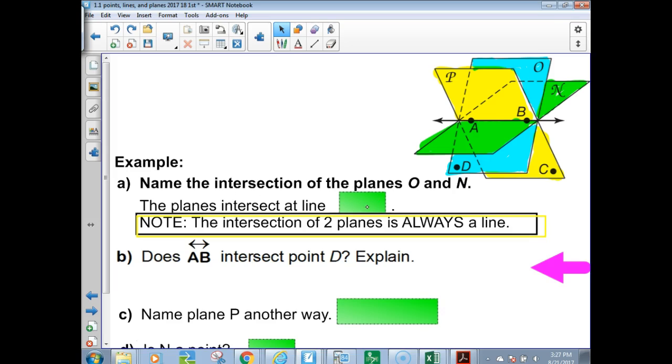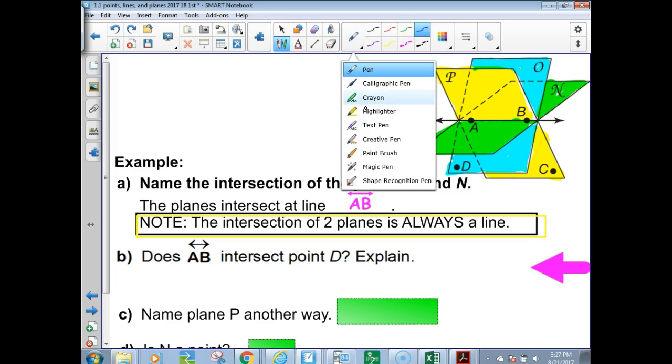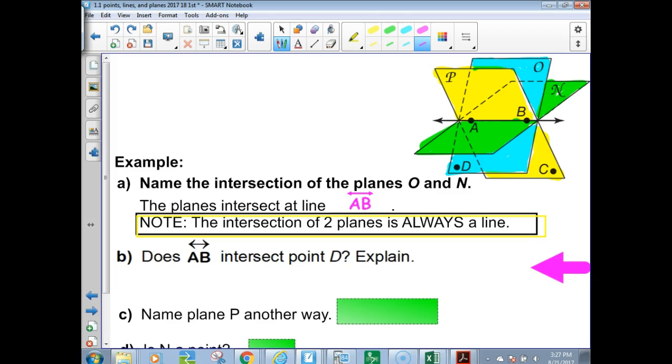Two planes always intersect in a line. So O and N intersect in, there's only one way, AB, line AB. Line AB is actually the intersection of each of the planes. Do you see that? The intersection of two planes is always a line. Does line AB intersect point C? Does it run into this? No. I don't know what this is. Let me see if it's something. Yeah, big arrow. Okay. I forgot. If I made something, I have to pull out sometimes.